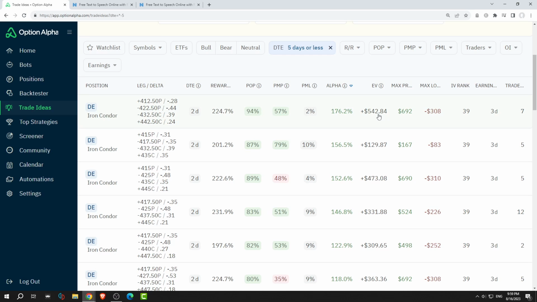If you understand. And the earnings in 3 days, so this is a pretty good trade for this one. But we can learn what it is.